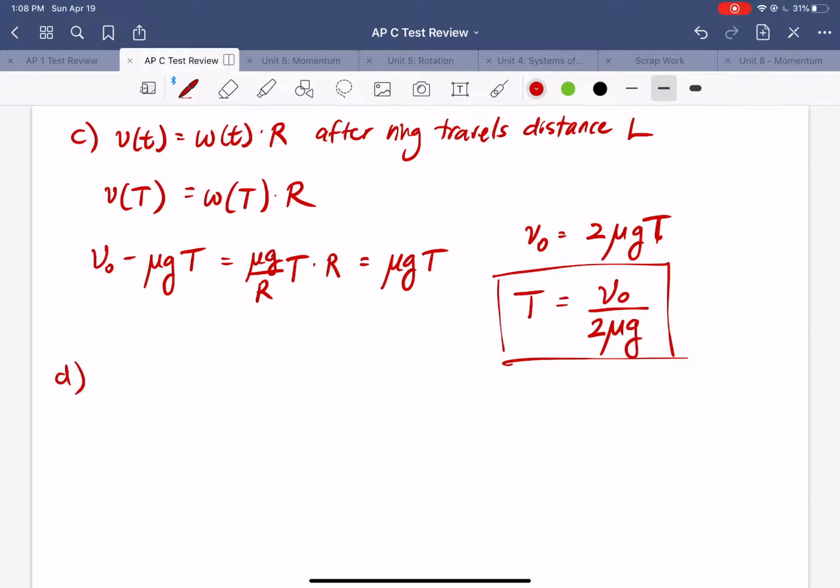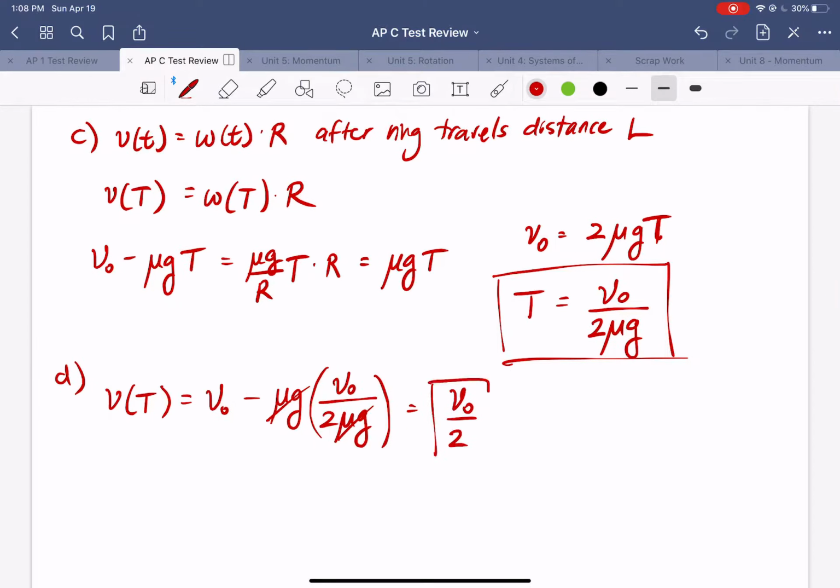Next part asks us to find an expression for the magnitude of the velocity at this time. So we just take this and plug it into our equation for velocity. So it's going to be v0 minus mu g times this time value that we just solved for. So notice we get v0 minus 1/2 v0, which is just 1/2 v0. So velocity decreases to exactly half of its initial value by the time this thing starts to roll without slipping.